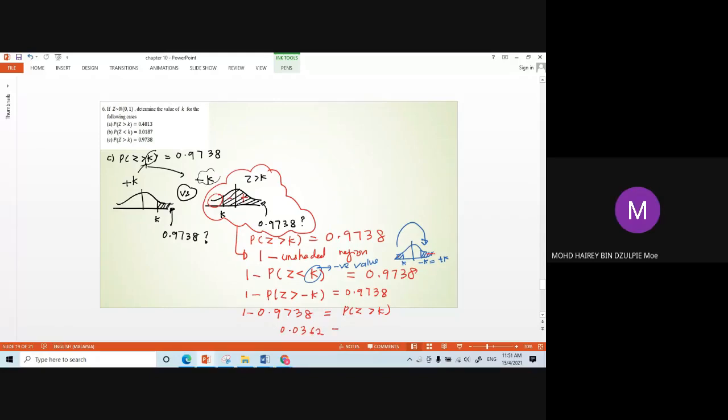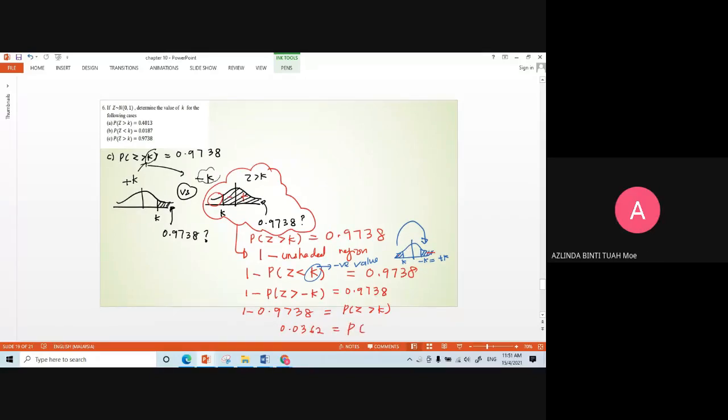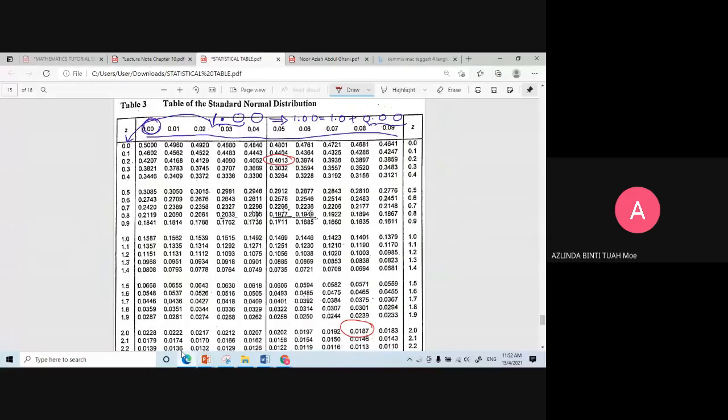0.0362. 262. 262. Okay, now negative K. Negative K. From table 262, 0.0262. This is it, 1.94. Okay, 1.94.